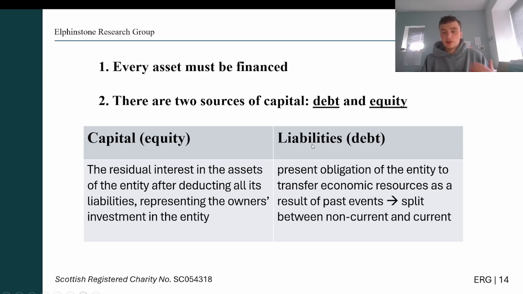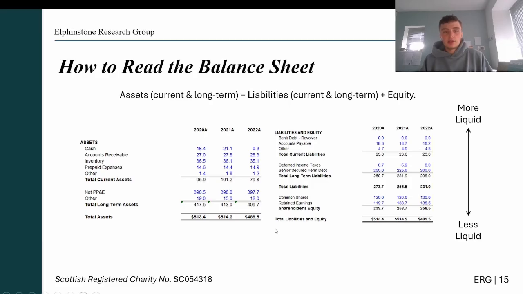Liabilities, however, represent an obligation of the entity to transfer economic resources as a result of past events. And this is split between non-current and current. Reading a balance sheet depends on where it's filed, but under US GAAP, it starts with more liquid assets or liabilities and ends with less liquid. The most liquid means the closest to cash. The closest thing to cash, of course, is cash. And then accounts receivable, which is cash that's due pretty soon. Inventory, which is you're going to make cash once you sell it.